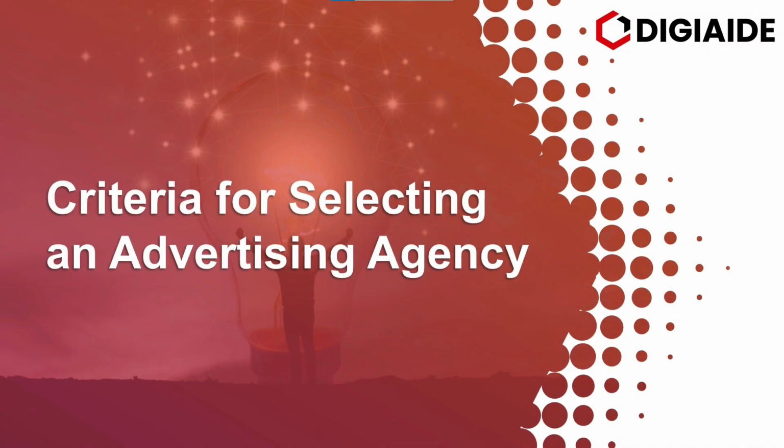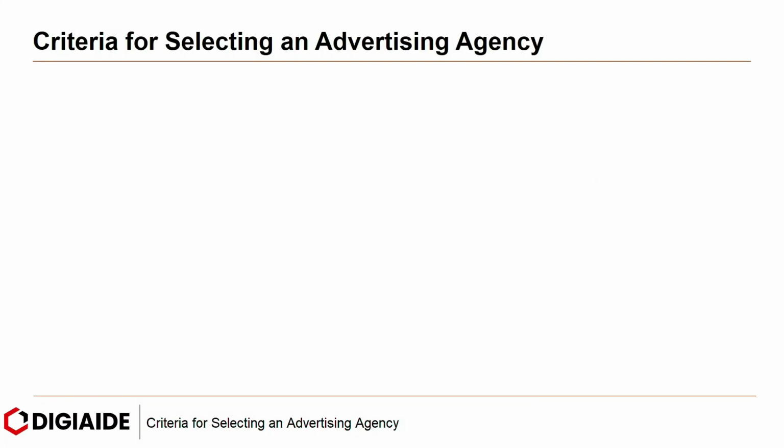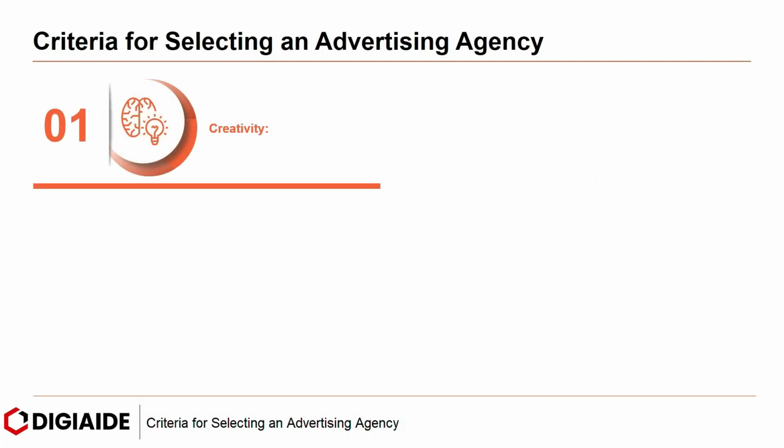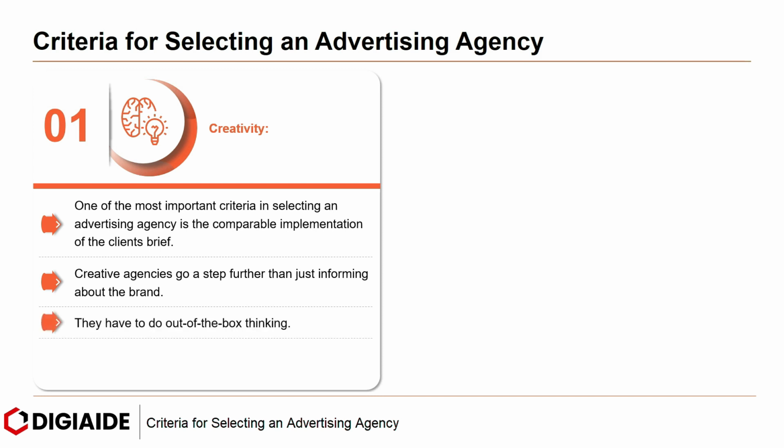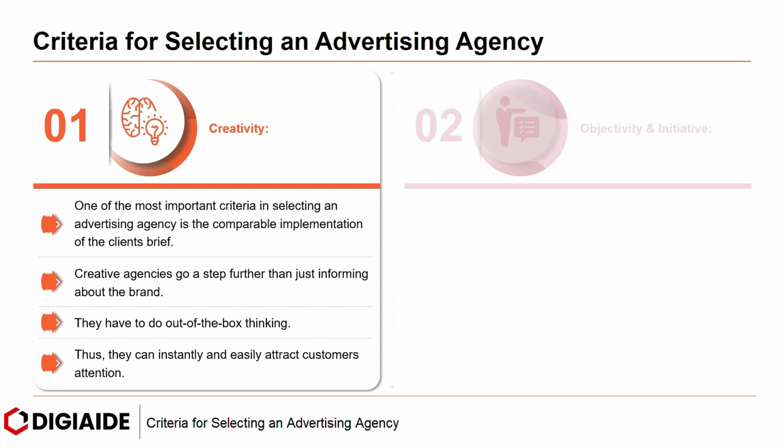In this video, we are going to cover the topic on criteria for selecting an advertising agency. There are 7 criteria for selecting an advertising agency. Let's start with the first one, creativity. One of the most important criteria in selecting an advertising agency is a comparable implementation of the client's brief. Creative agencies go a step further than just informing about the brand. They have to do out-of-the-box thinking. Thus, they can instantly and easily attract customers' attention.